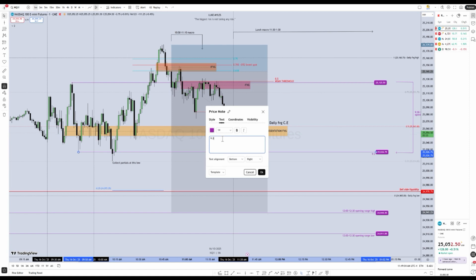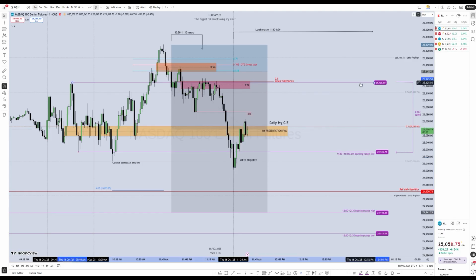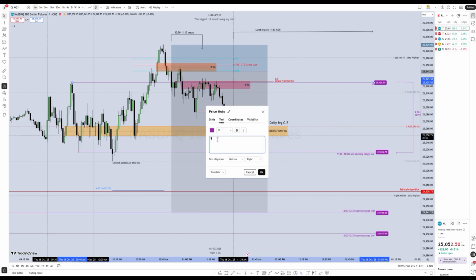That right there is the 9:30 to 10 a.m. opening range low, right? That I'm marking right now, and that is the high of the opening range. So this is my new markings.